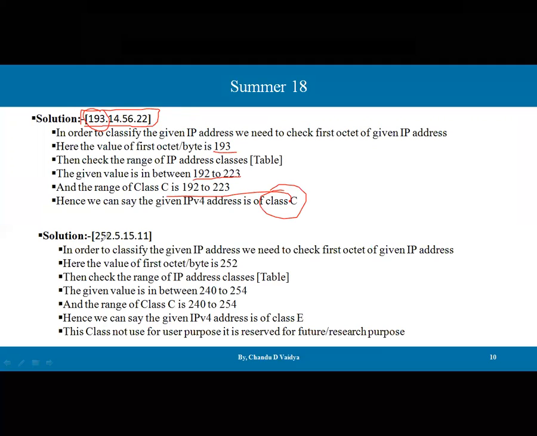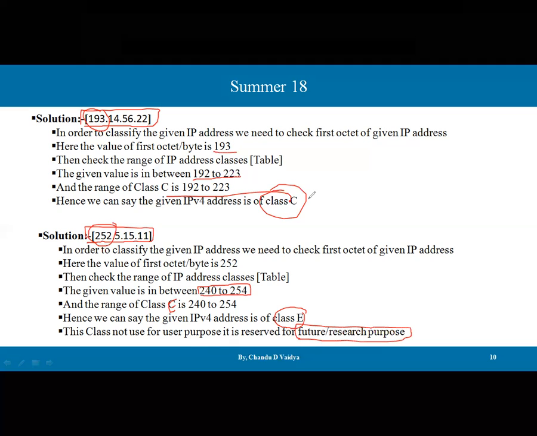And then the last address, 252.5.15.11. So here we have to check the first octet. The value of the first octet is 252. So 252 lies between 240 to 254. Okay, and this is the range of the class E. If there is a mistake, A was supposed to be E. This class E is reserved for future purposes, that is R&D purposes. So it is not used for unicast purposes. It is for military and security purposes, which we are not using.